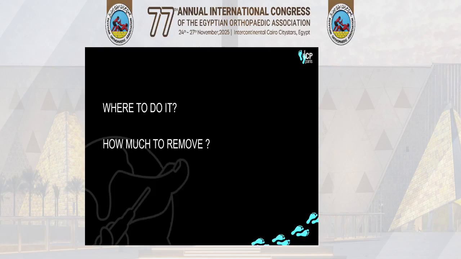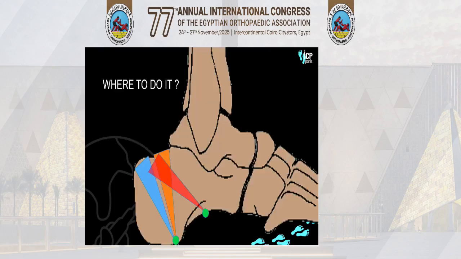But where to do it and how much to remove? So it's very important because the Americans, with all their publications, misunderstand different things in the Zadek. First, all the Zadek are not the same. It's like today we are talking about a chevron osteotomy for distal osteotomy, but it can be extra-articular, it can be intra-articular, it can be percutaneous, it can be open. So we have to be more precise.